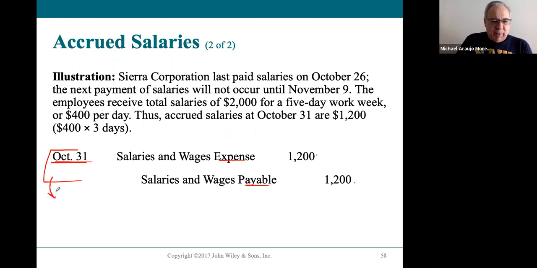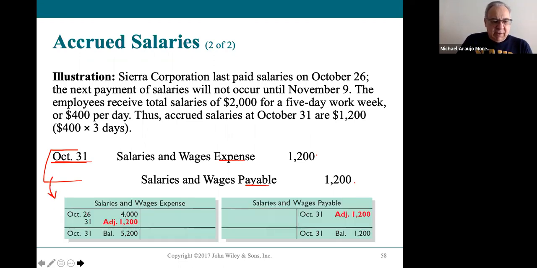Then, of course, that gets posted in the ledger. And here, salaries and wages expenses now have been adjusted in October. Now, total salaries and wages expense in October is $5,200. And of course, salaries and wages payable has a balance as well.